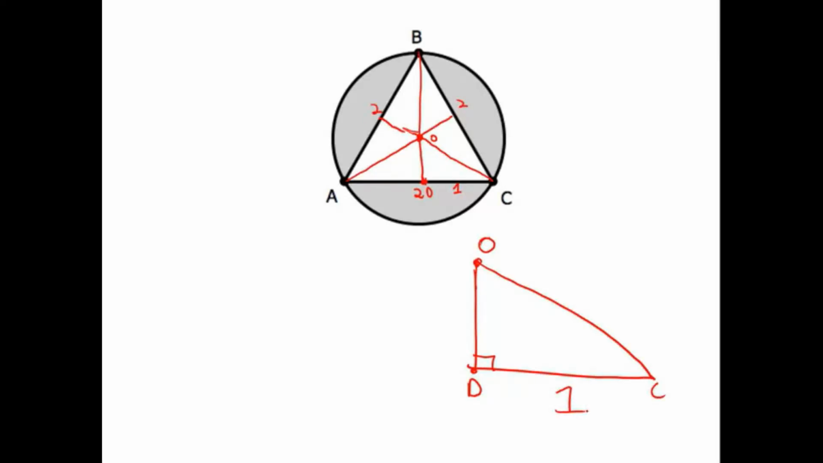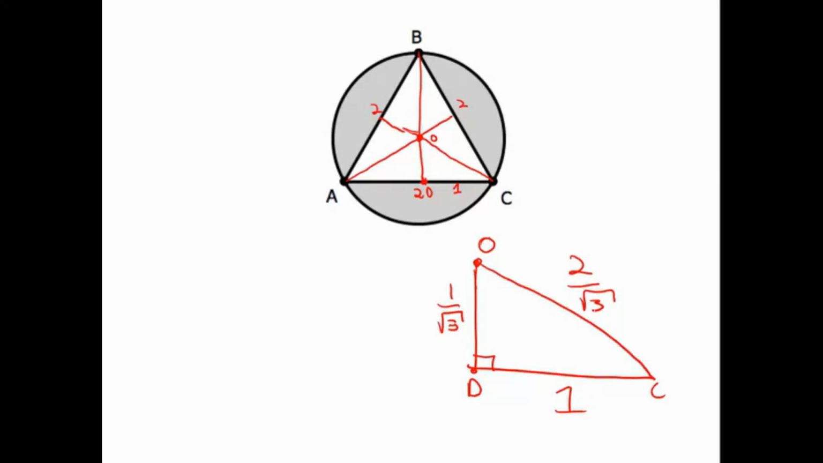This is 1. This side is the long leg. The short leg is the long leg divided by the square root of 3. So it's 1 over root 3. I'm not going to bother to rationalize, I'm just going to leave it like that. And then the hypotenuse is double the short leg. So that's going to be 2 over root 3.